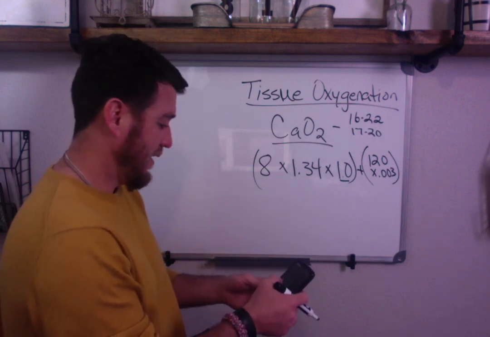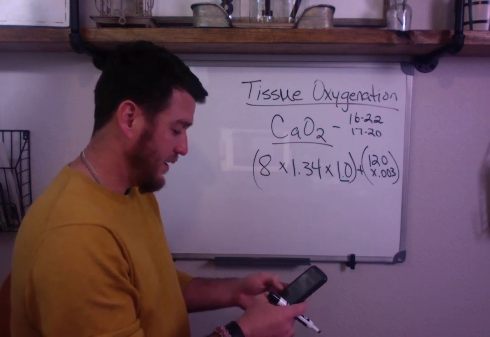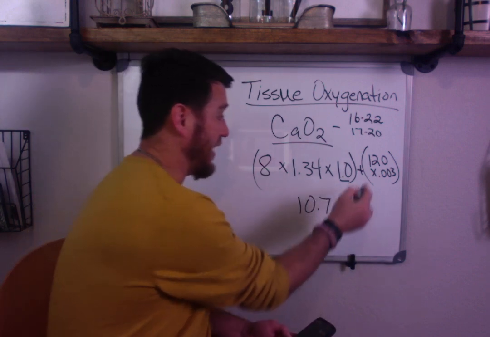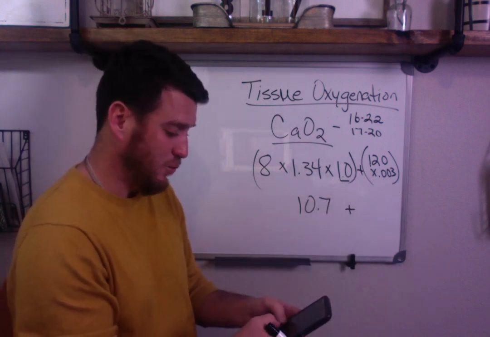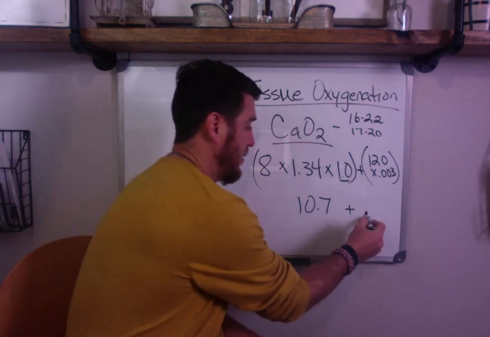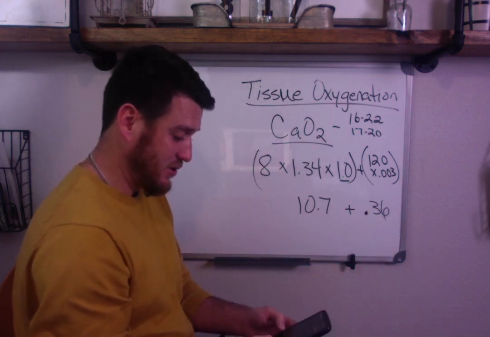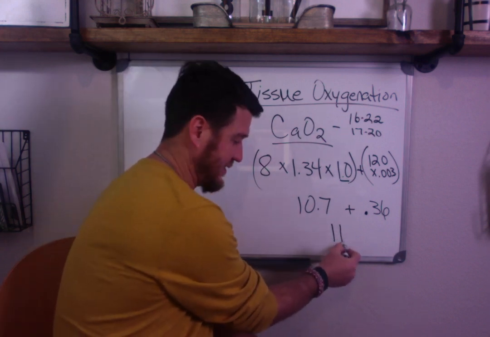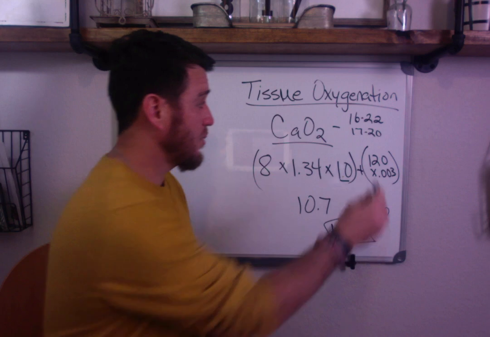So, if we do 8 times 1.34 times 1 equals 10.7. And then we're going to add to that what our arterial oxygenation is. This is the oxygen dissolved in plasma, which is 120 times 0.003 equals a big whopping 0.36. So we add that to 10.7 and we get a carrying capacity of 11.06.